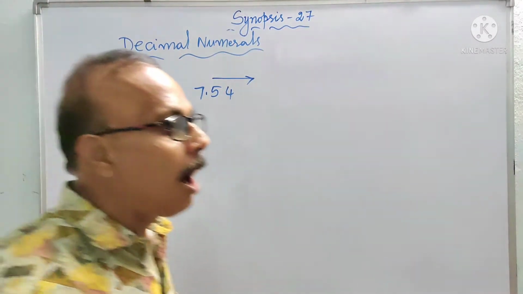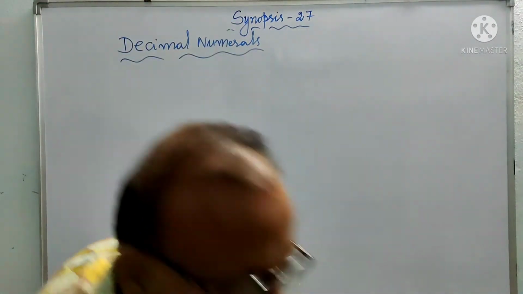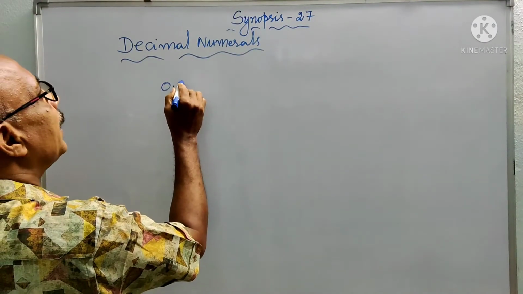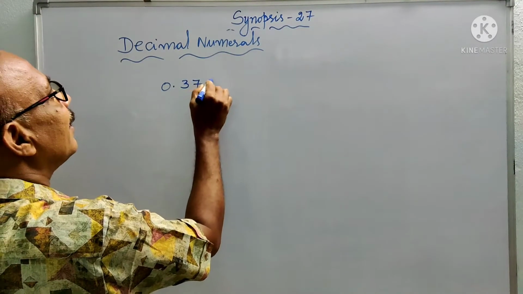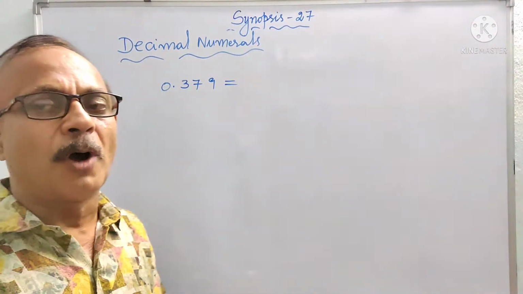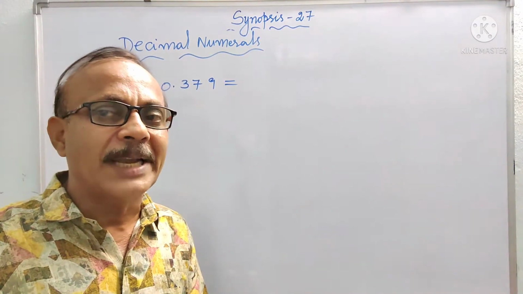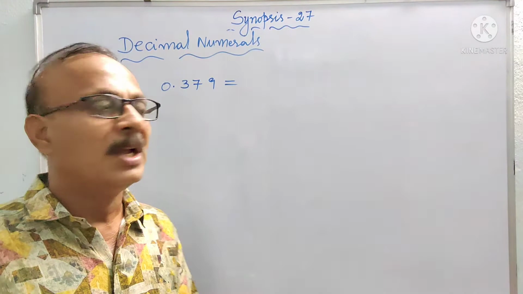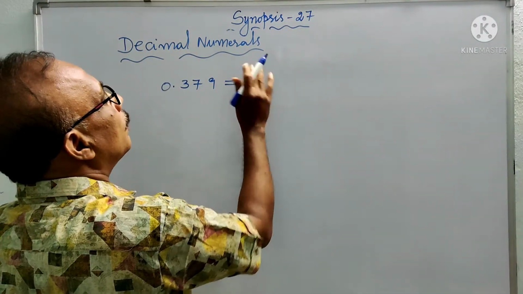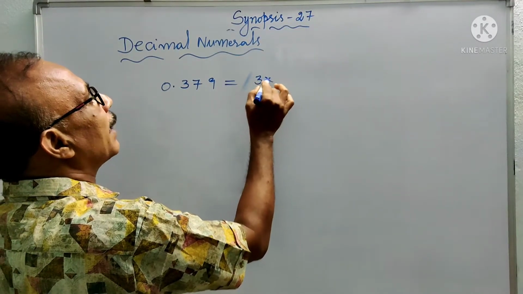Now let us see how to write a decimal numeral in expanded form. Expanded form means, for example, first I write 0.379. If you want to write this in expanded form, we use place values. So 3 is in the 10th place, so 3 into 1 by 10.